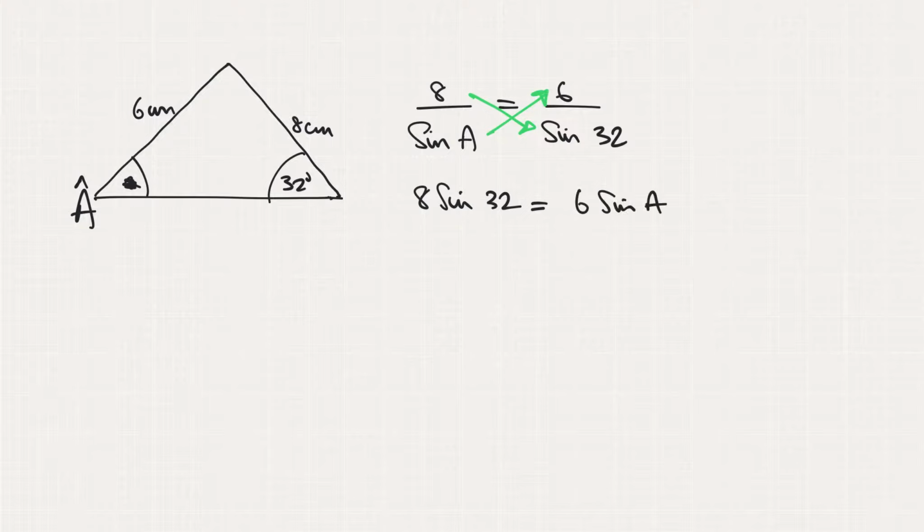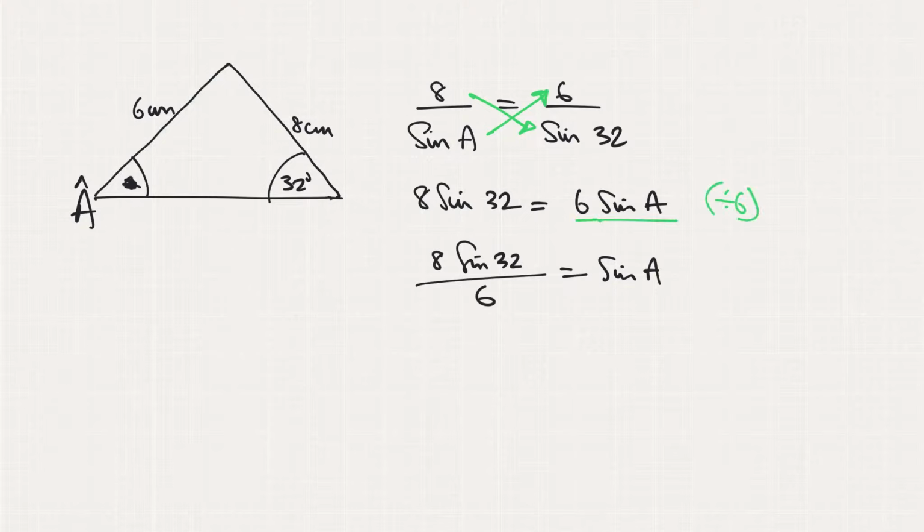Bearing in mind, I need to know what A is, so I need to make that the subject. So now I'm going to move this 6 because it's multiplying by sine A. So I will divide by 6 to get rid of it. This then gives me 8 sine 32 over 6 is equal to sine A. For those people who needed to see the steps, when I chose to divide by 6 at this point, I'm dividing both sides by 6 like that. And then what happens is that 6 and that 6 cancel out, leaving me with just sine A. And then everything on the left-hand side stays the same.